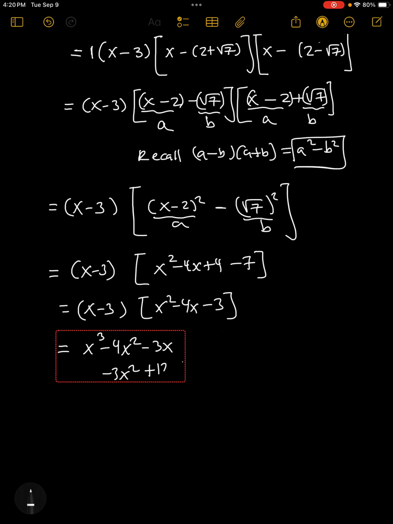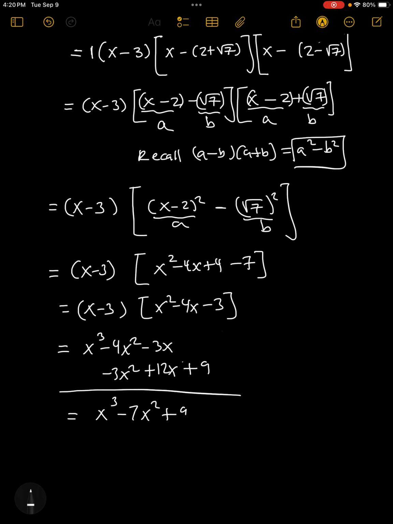And then over here, plus 9. Okay, so if I add this, I'm going to get my final answer of x cubed minus 7x squared plus 9x plus 9. And there is my polynomial function in standard form. Okay, so that's the idea.